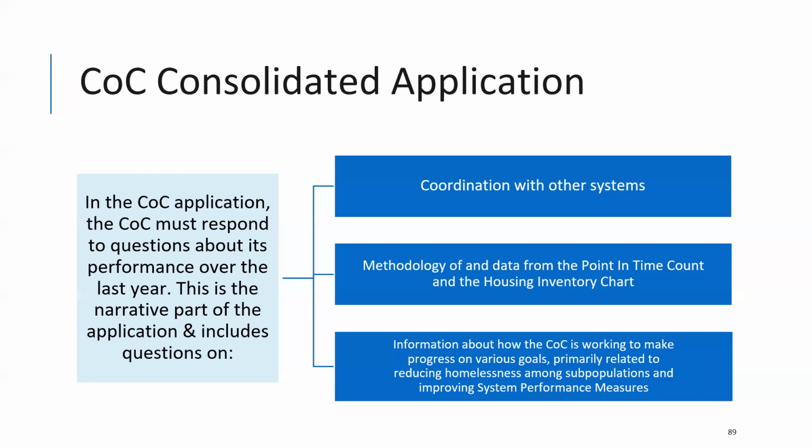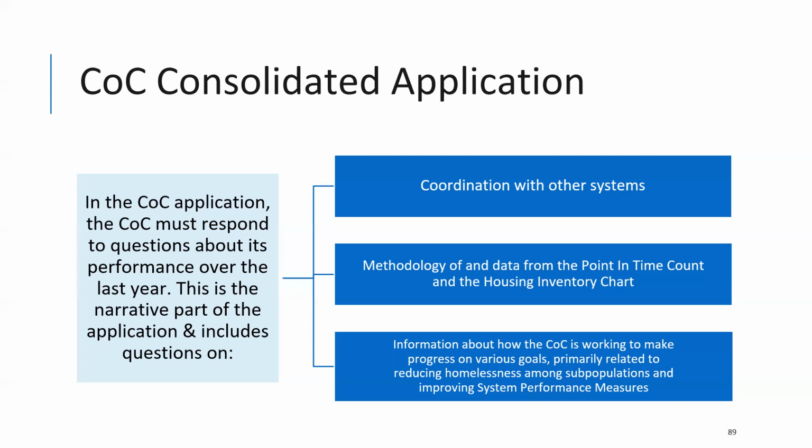And I will note, again, we mentioned earlier, there are two key parts to the actual CoC application. The part that we're talking about right now is the consolidated application, which includes narratives and attachments about what the CoC is doing as a whole. And the second part is the priority list. That's your list of all your new and renewal projects that the CoC is putting forward that year.